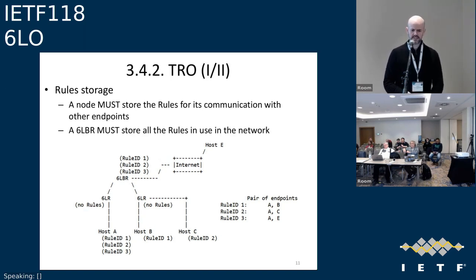Then for TRO, recall this is the tunnel ripple-based route over. We haven't modified the description of who needs to store what rules, but we have added another figure similar to the previous one, based on the same example, aiming to help to compare between the different modes. So as you may remember, in this approach, there is an upward tunnel for transmitting from a node up to the root, and then there's a downward tunnel for transmitting from the root down to the intended destination endpoint. So for an intermediate node like a 6LR, it is not necessary to store any rules. As you can see, the 6LRs don't need to store rules, but the other entities, the hosts and the 6LBR, store the same rules as in the previous case. Next, please.